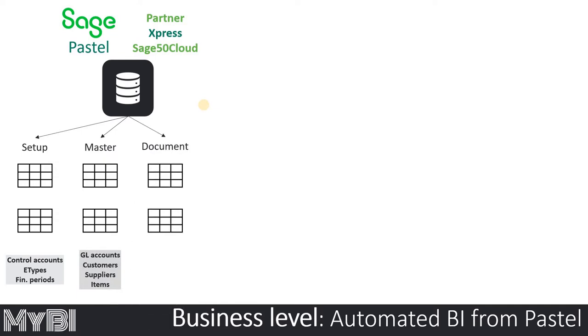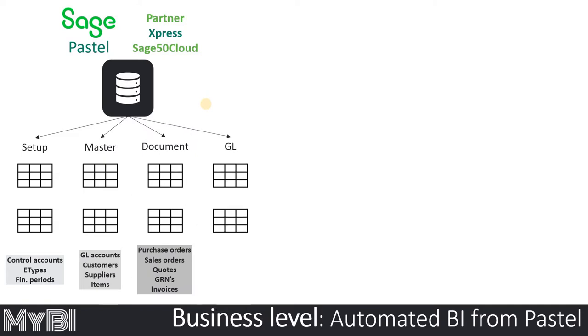And then it also sets up document tables. Those are things like your purchase orders, sales orders, quotes, GRNs, etc. And then lastly, your GL, which would be your trial balance, general ledger, cash books, and debtor and creditor aging. Most of us as accountants and auditors actually spend our time in the GL.